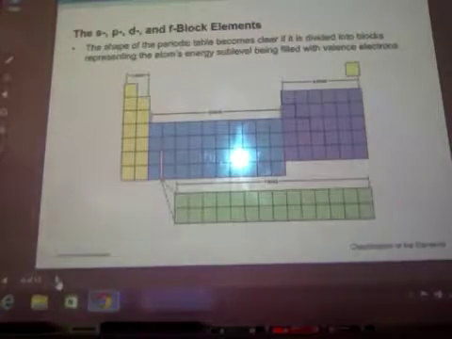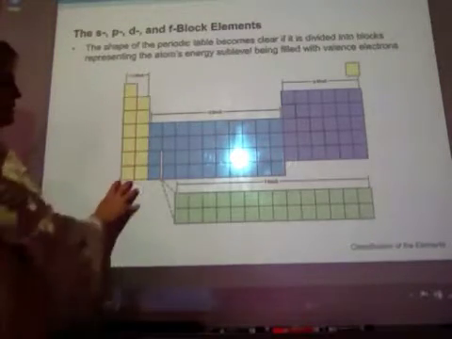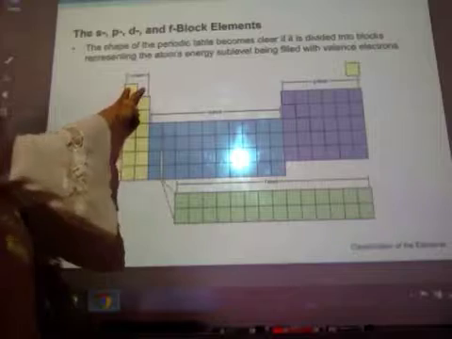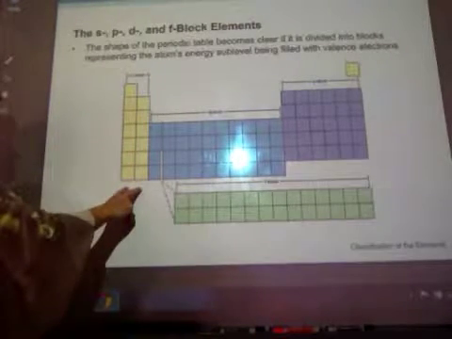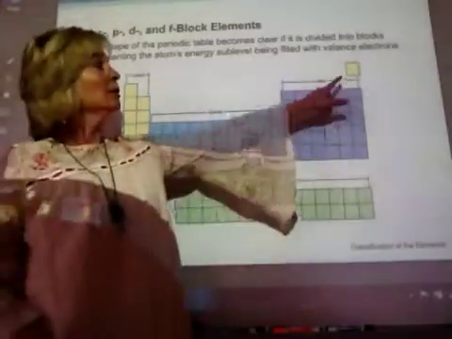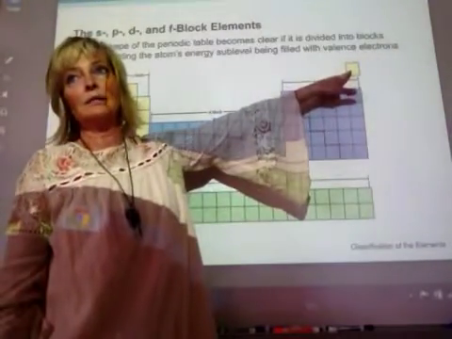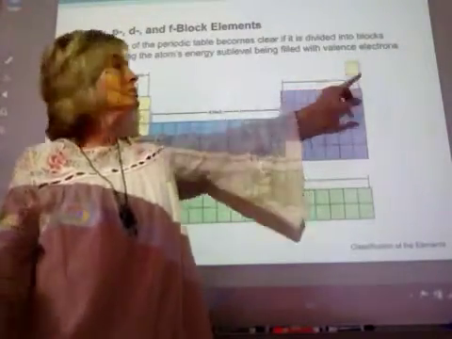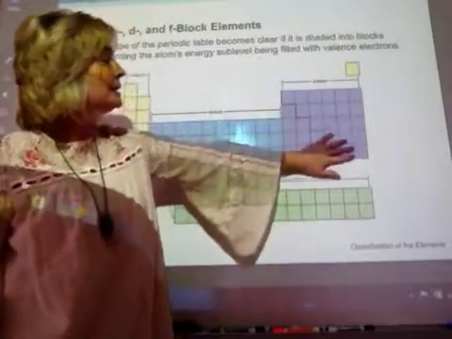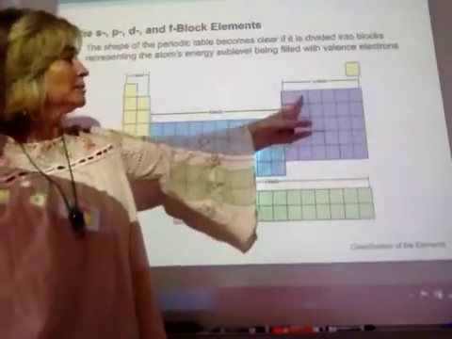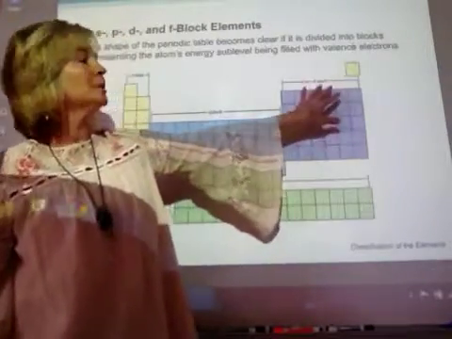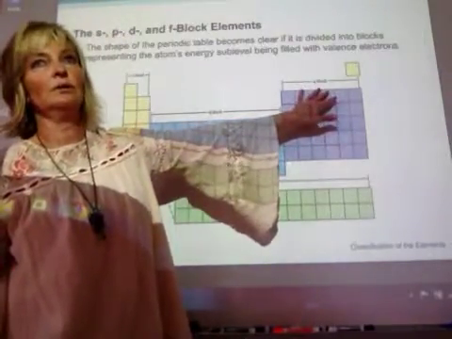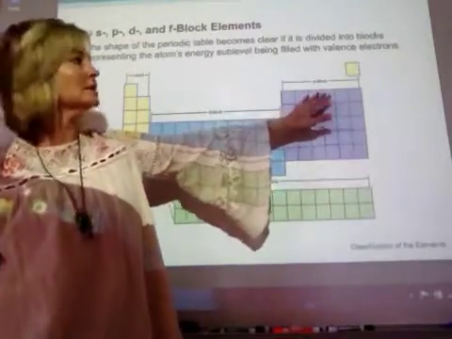So here are the blocks. Here's my s block. Remember, s has 1 orbital, 2 electrons. So here's where the electrons can go. And notice helium is up in that s block because there's only 2. Here is my p block. So this is p1, p2, p3, p4, p5, p6. P has 3 orbitals. It can hold 6 electrons.